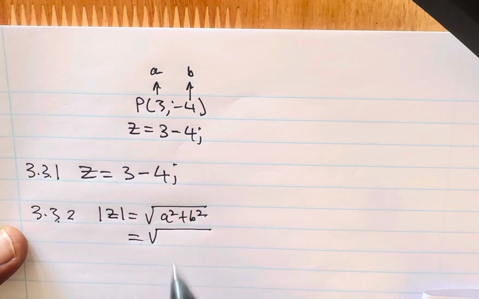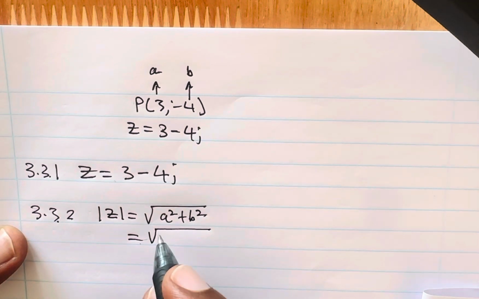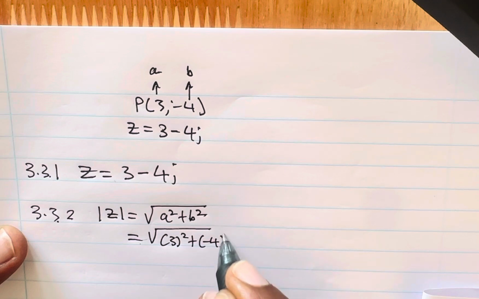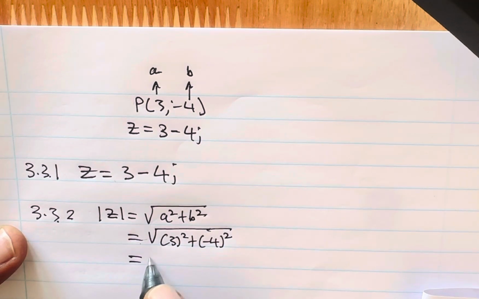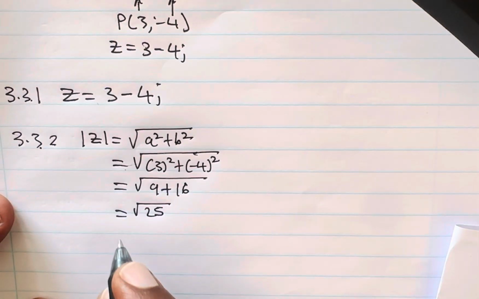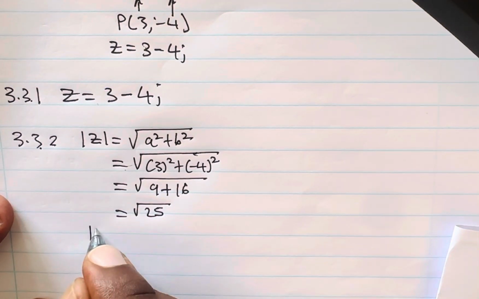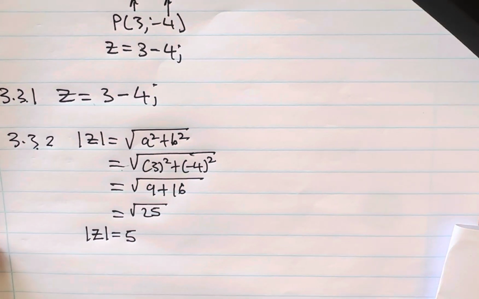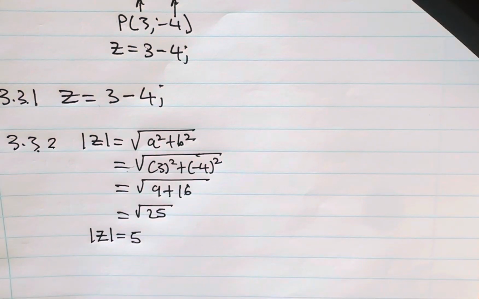The value of A we just showed is 3, so we're going to have 3 all squared plus negative 4 all squared, which is 9 plus 16, which is the root of 25. Our Z modulus will be equal to 5. That will be our Z modulus now.